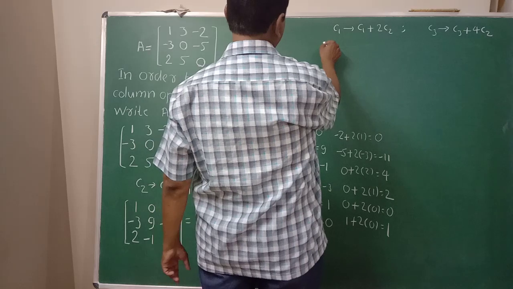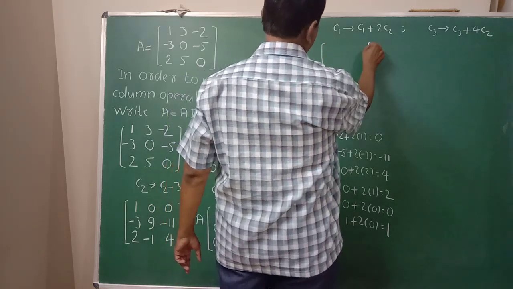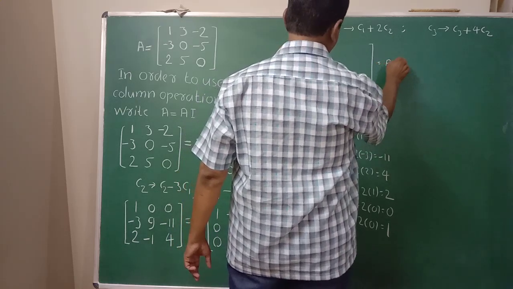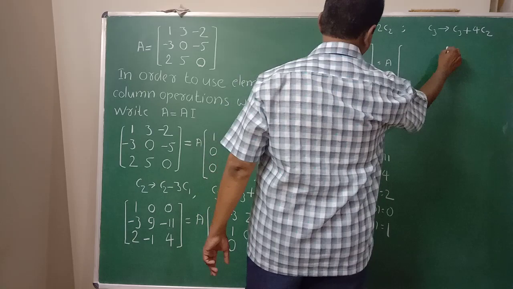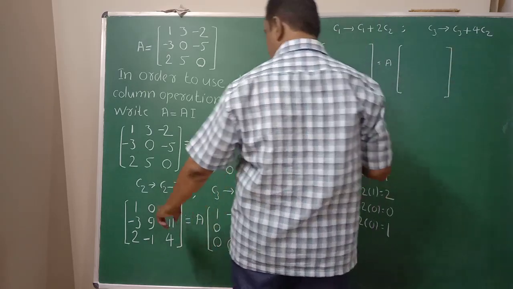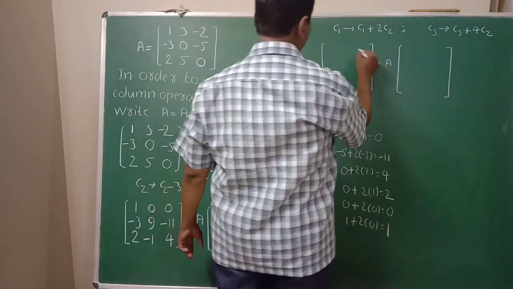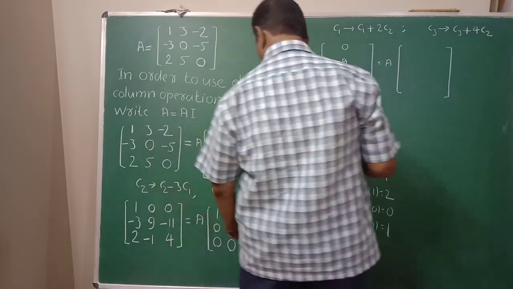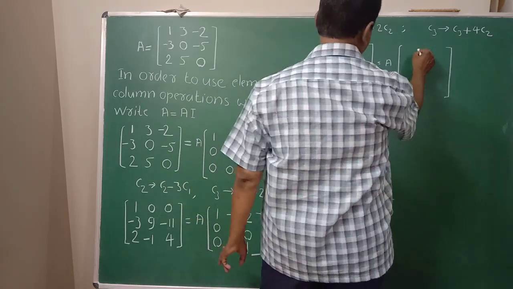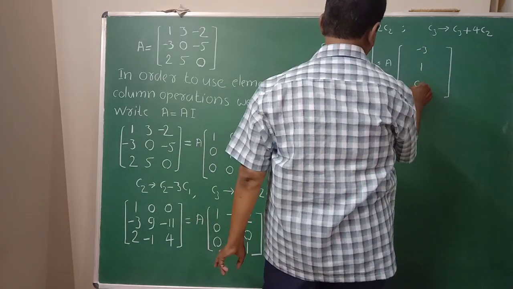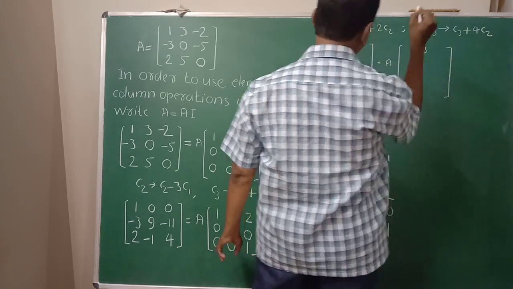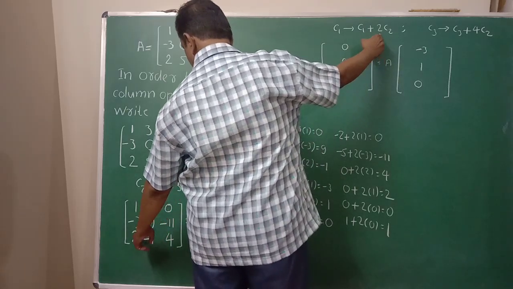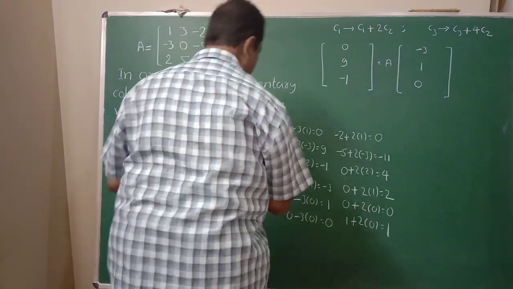Therefore, on both the left hand side and the right hand side, the first and third columns change. So the middle column is kept as it is. Here the middle column is 0, 9, minus 1. And here minus 3, 1 and 0. Keep as it is. Okay. So here multiply the second column by 2 and add to this term. Okay. So I am writing here.